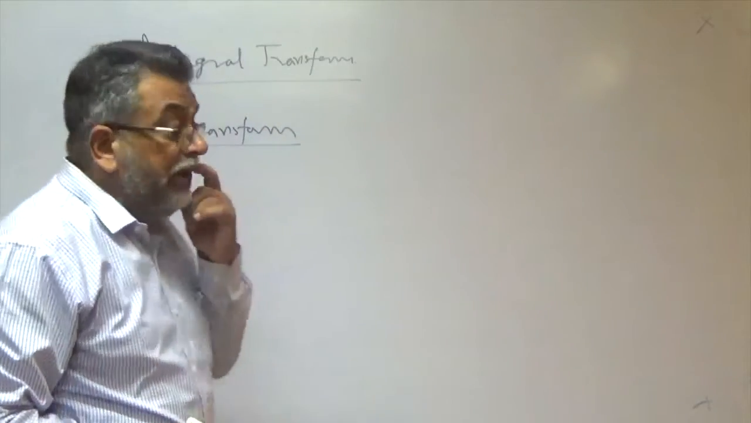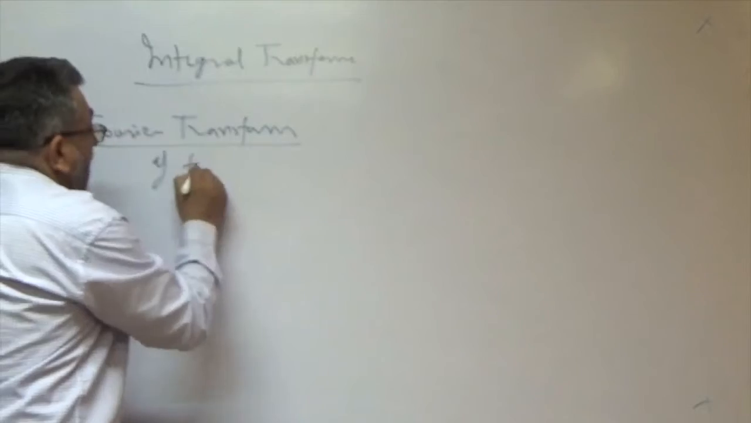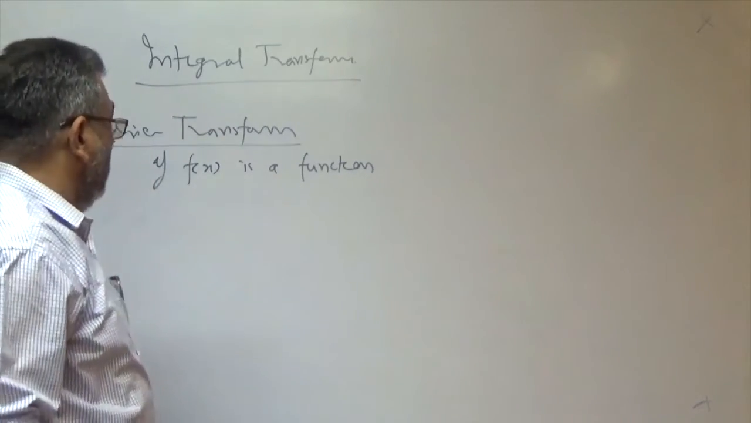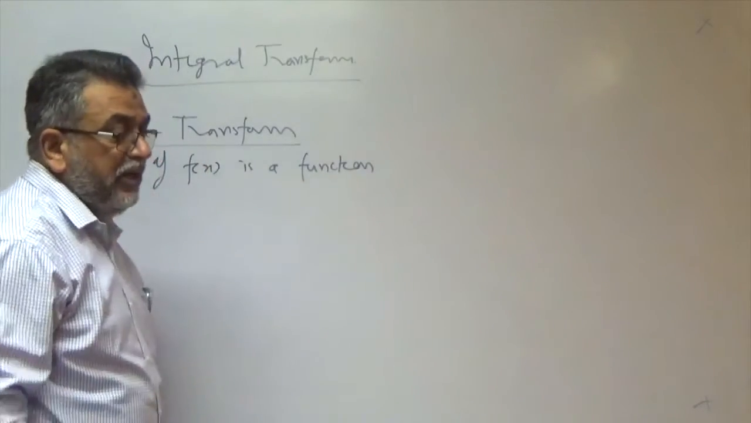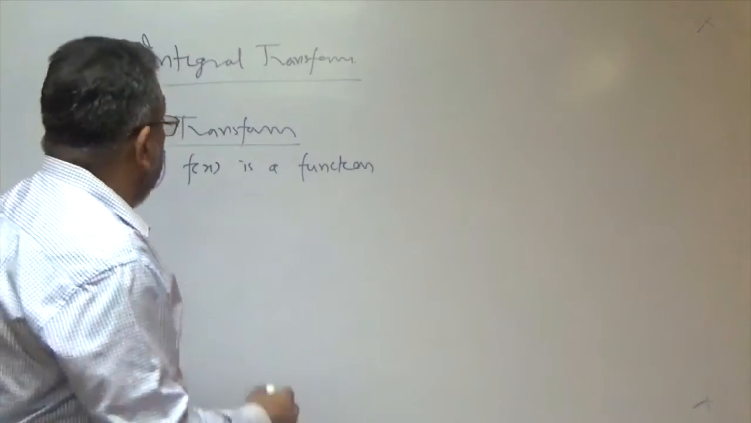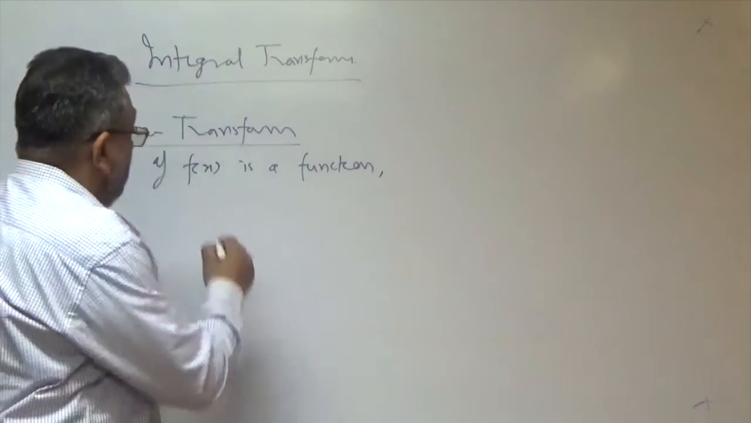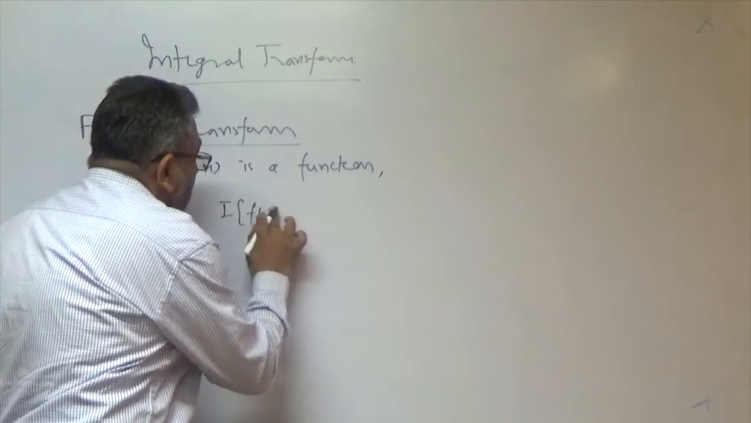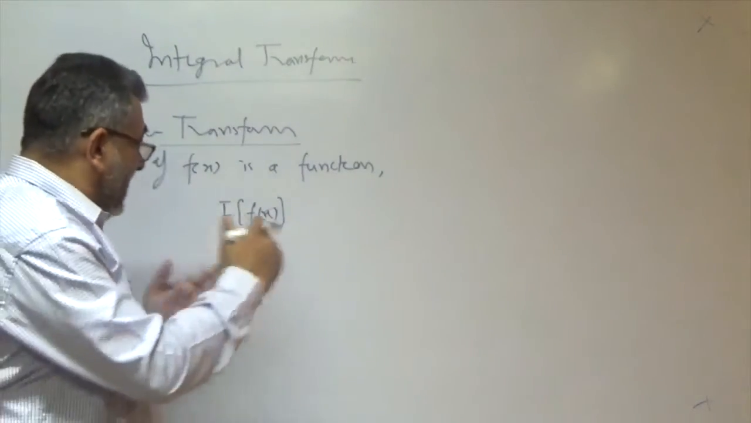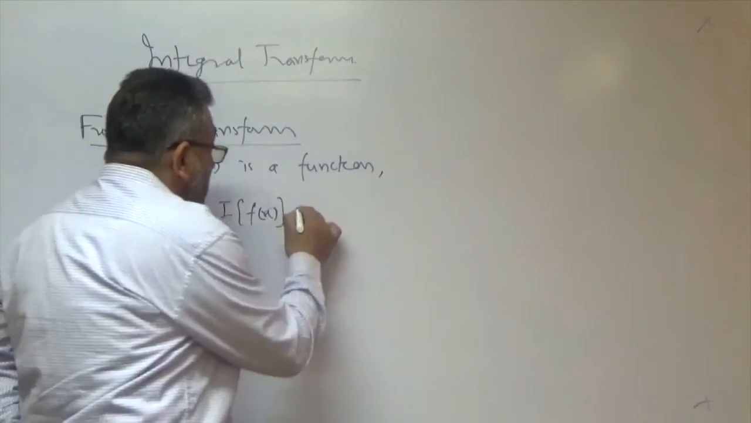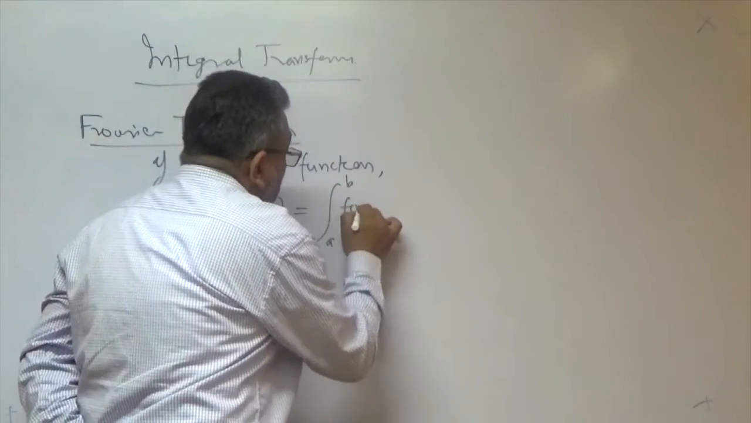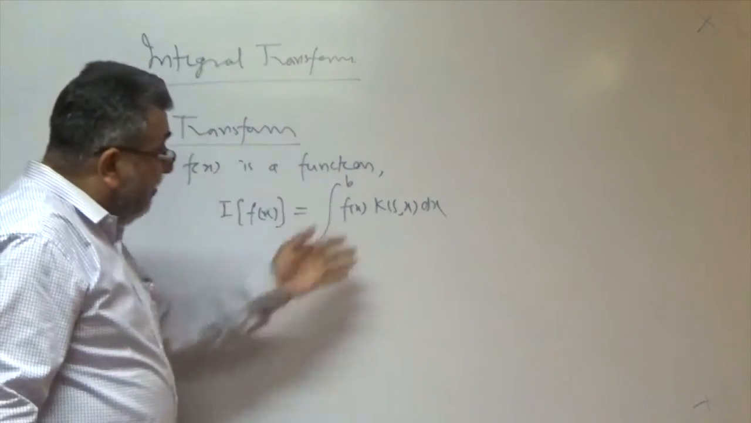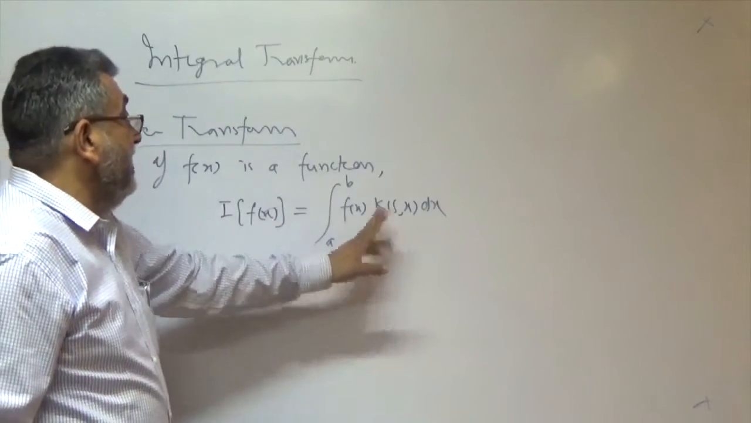And Fourier transform is a type of integral transform. We define it as: if f(x) is a function which is defined in the entire range from minus infinity to infinity, or any interval a to b, then what is the integral transform? If we take the integral transform I of f(x), I told you, it is a transformation of this function with the help of integration. Then this is defined as the integral from a to b of f(x) and k(s,x). Actually, this is a function of x, and we introduce another function k(s,x) and then integrate this.